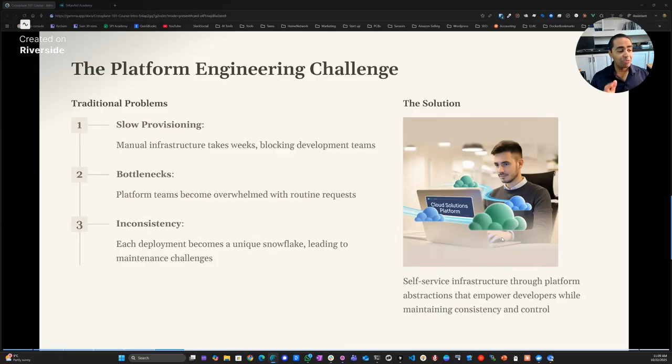So let's talk about the platform engineering challenge, the traditional problems, how we got to where we are today. And it all starts with slow provisioning. So you might see environments today still using manual setups to create infrastructure, taking weeks, blocking development teams. So what would happen is a developer would ask, hey, I need a VM or I need a database. And then they submit a ticket, and that ticket goes to a database team. A DBA would pick up that ticket, and of course it's going to be in a queue.